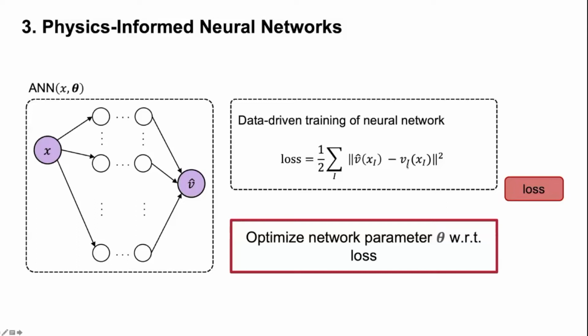So we have a data point not only for x but also for vi, and we have an evaluation of the neural network at that data point. And this difference shall become 0. This is the data-driven training of a neural network. And then we adjust the parameters of the neural networks, these parameters thetas, with respect to the loss. So we want to minimize the loss.